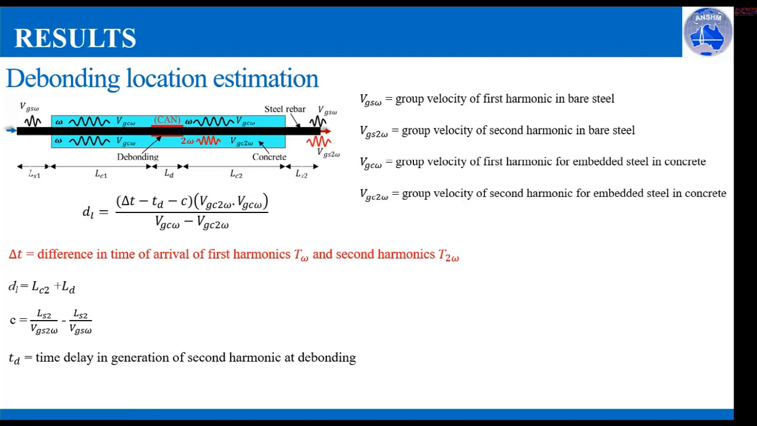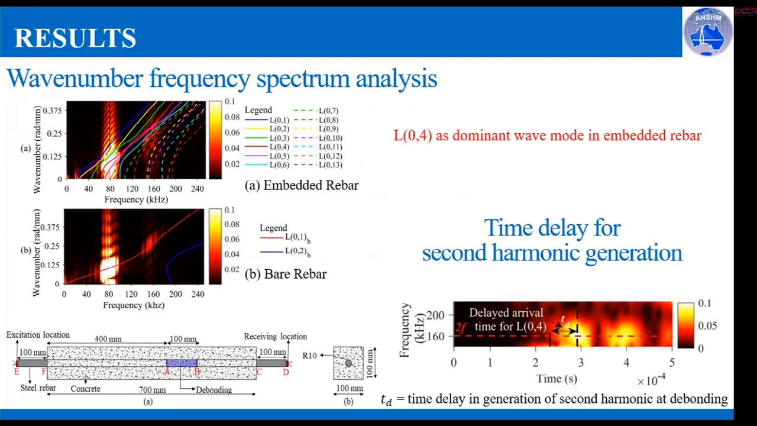As we know, there are multiple guided wave longitudinal wave modes present in the embedded rebar. So in order to select the group velocity of the longitudinal wave mode, it is important to find out which wave mode is the most dominant. For this, wave number frequency spectrum analysis is carried out to find out which wave mode is the most dominant wave mode propagating in the embedded rebar. It is carried out for the embedded region and also the bare rebar.